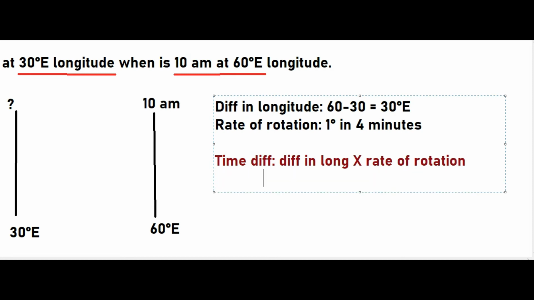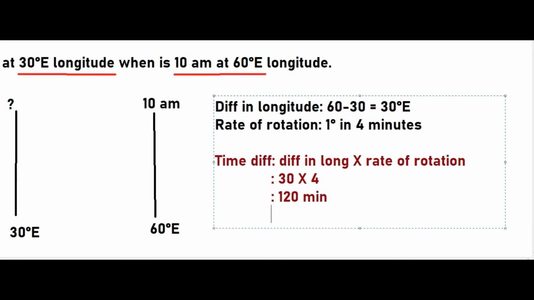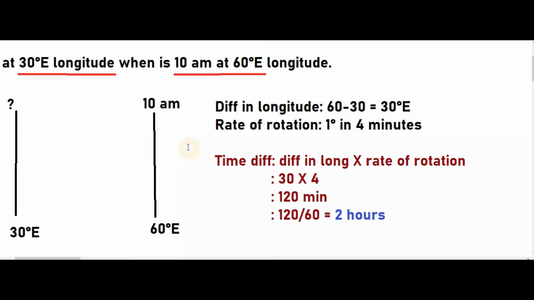Alright, so let's do it. So difference in longitude we have already calculated. It is 30 degrees, right? 30 degrees multiplied by 4 minutes. So we know that to turn 1 degree Earth takes 4 minutes. Therefore, to rotate 30 degrees, Earth will take 30 into 4 minutes. That is 120 minutes. For our convenience, we can convert this 120 minutes into hours. So 120 divided by 60, that means 2. Otherwise we can say 2 hours is the time difference between the given two longitudes.